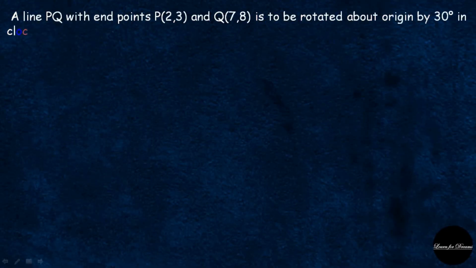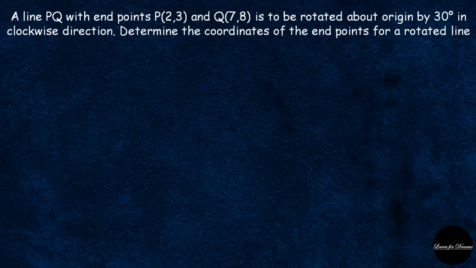Now let's understand the procedure to solve a numerical. A line PQ with endpoints P and Q is to be rotated about the origin by 30 degrees in clockwise direction. Determine the coordinates of the endpoints of the rotated line. Here the angle is given: theta is equal to minus 30 degrees. Why is there a negative sign? Because the direction of the angle given is clockwise. When the angle is in clockwise direction we take it as negative, and when it is in anti-clockwise direction you need to consider it as a positive angle.